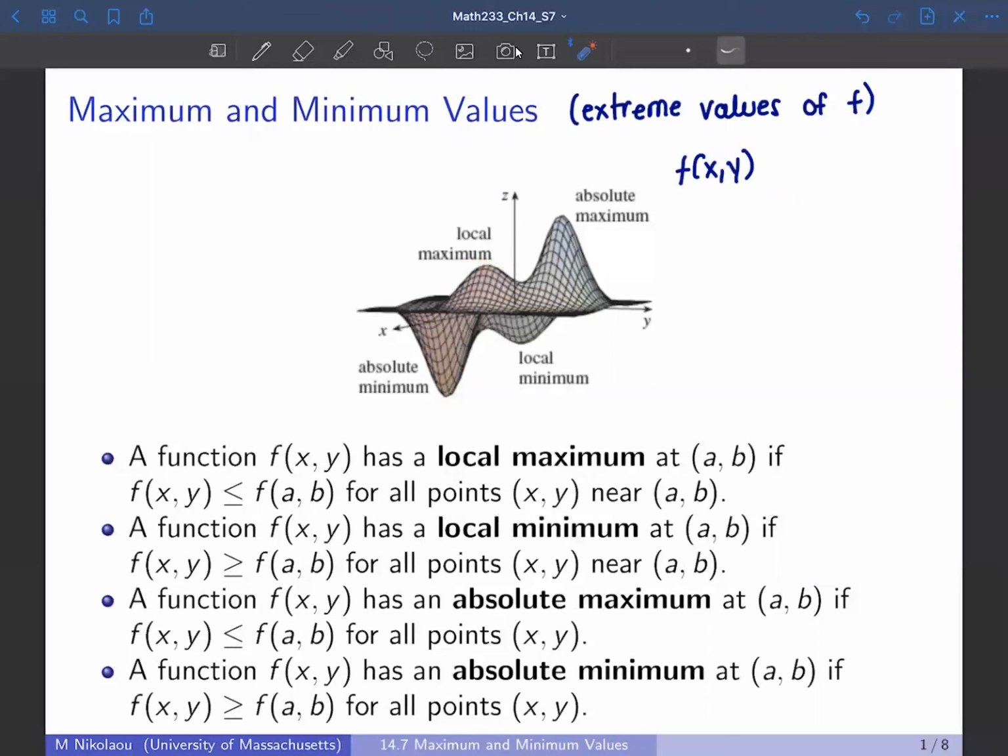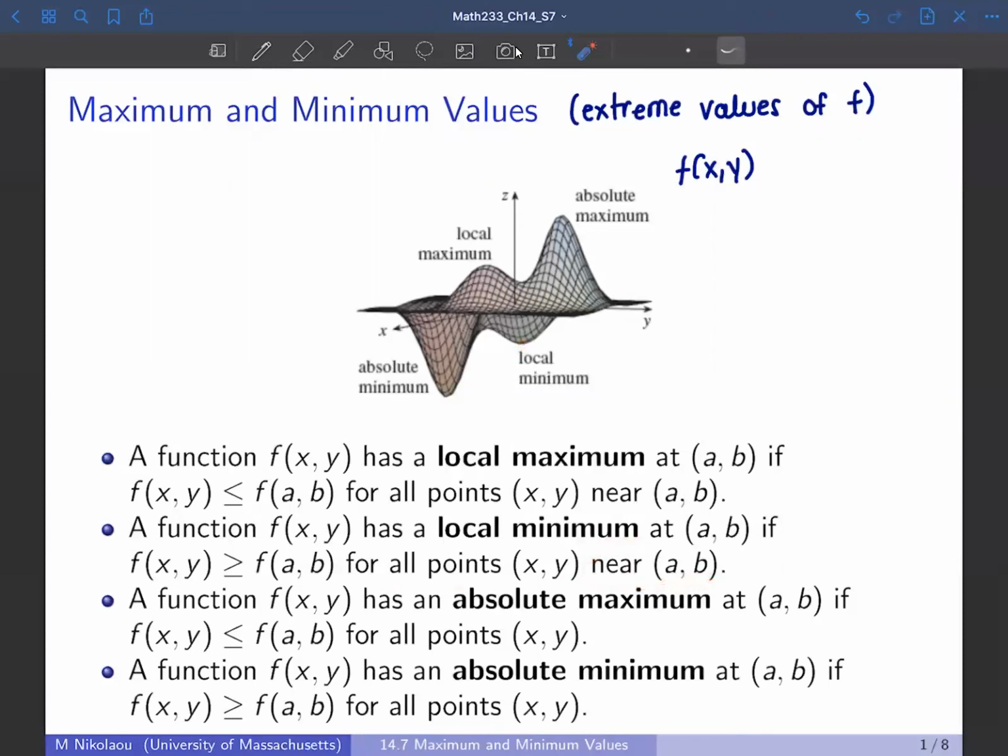Now, the function f of x comma y has a local minimum at a point a, b if the value of the function at any point x comma y near the point a, b is greater or equal to the value of the function at the point a, b. In the graph, this happens here. So the value of the function at a, b is less or equal to the value for any other point x comma y in the neighborhood of a, b.